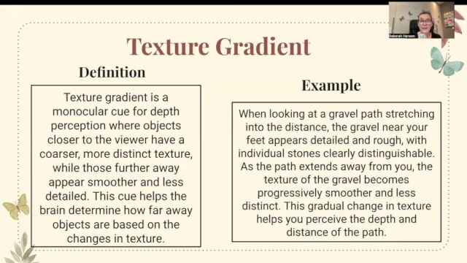Texture gradient. Texture gradient is a monocular cue for depth perception where objects closer to the viewer have a coarser, more distinct texture, while those further away appear smoother and less detailed. This cue helps the brain determine how far away the objects are based on changes in texture. So when looking at a gravel path stretching into the distance, the gravel near your feet appears rough and distinct. You can see the individual stones clearly and distinguishable. As the path extends away from you, the texture of the gravel becomes progressively smoother, less distinct. This gradual change in texture helps you perceive the depth and the distance of that path.